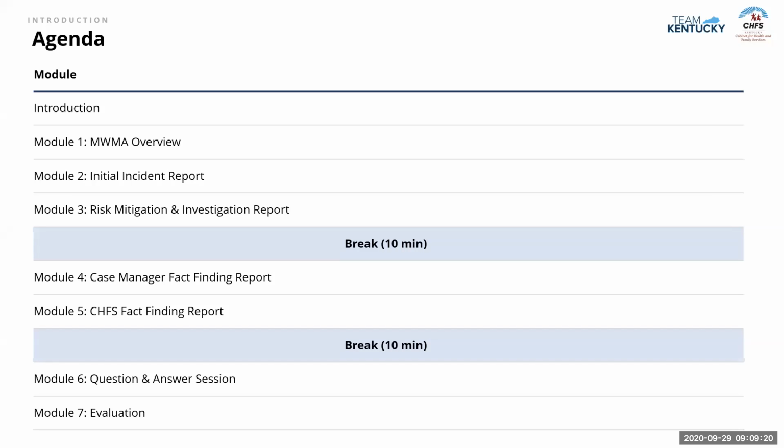We'll talk about your level of access to that case manager fact-finding report and who it's really reserved for. And then lastly, our big module here, module 5, which is our CHFS fact-finding report. That report is specific to you as an internal reviewer. You're the only one that has access to it. So we'll spend some time on that, making sure that you fully understand what your role is there and how to specifically navigate that report.